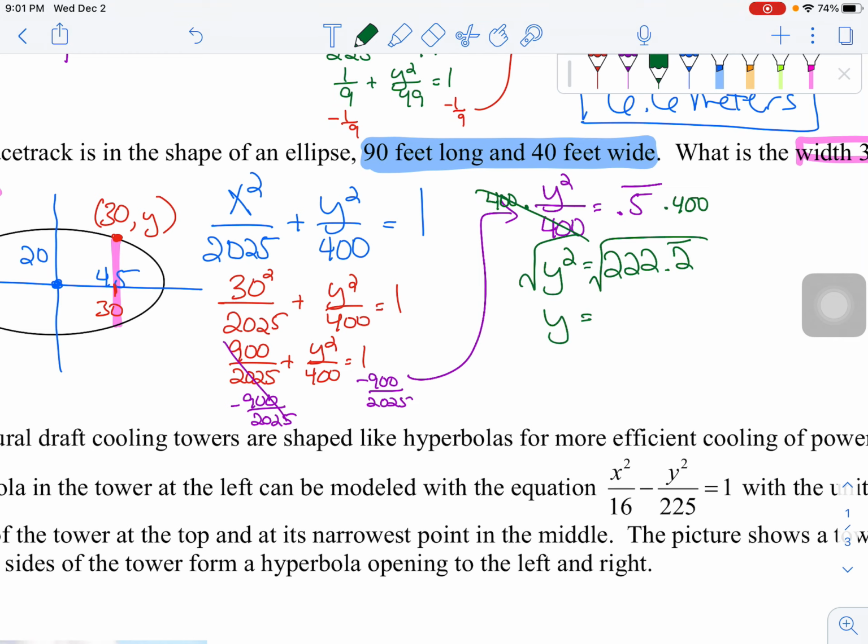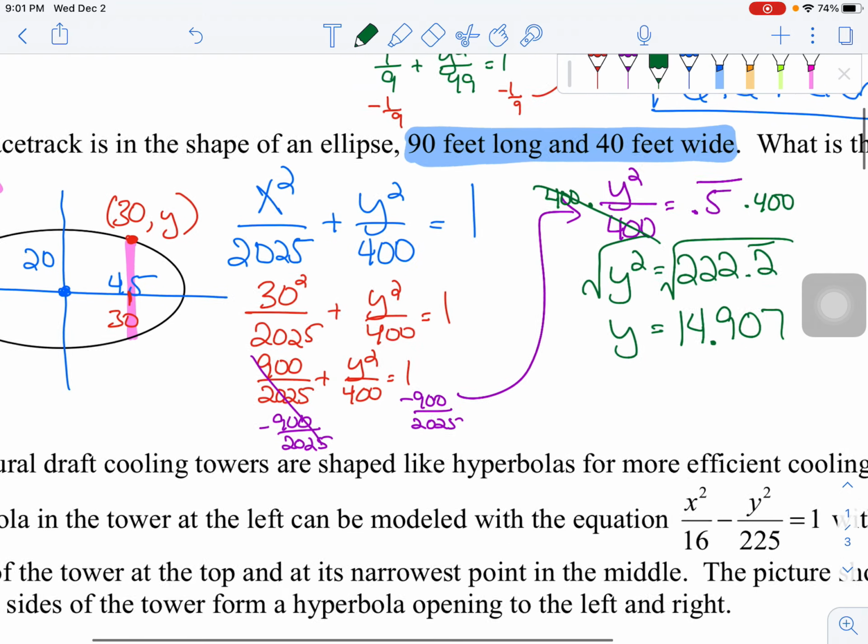Whoops, I just took the square root, so there's no more y squared. So on the calculator, I'm going to do the square root of the last answer. And I am going to get 14.907. And there's more decimals, but I'm just going to go ahead and keep it there. Now, you might be tempted to say that that's the width. And I would love to say you're right, but you're only half right.